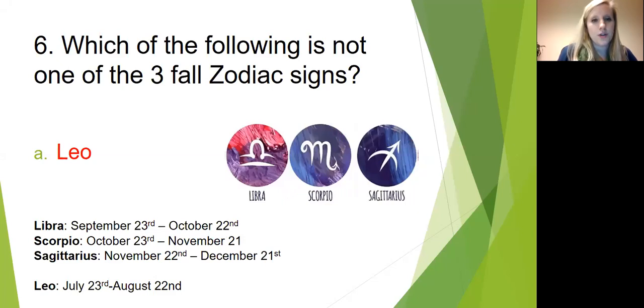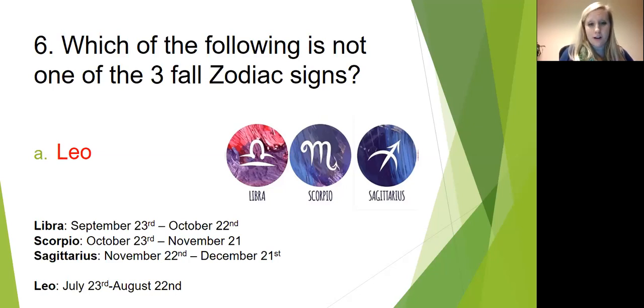Question 6. Which of the following is not one of the 3 fall zodiac signs? And the answer was A, Leo. Leo is actually from July 23rd to August 22nd.